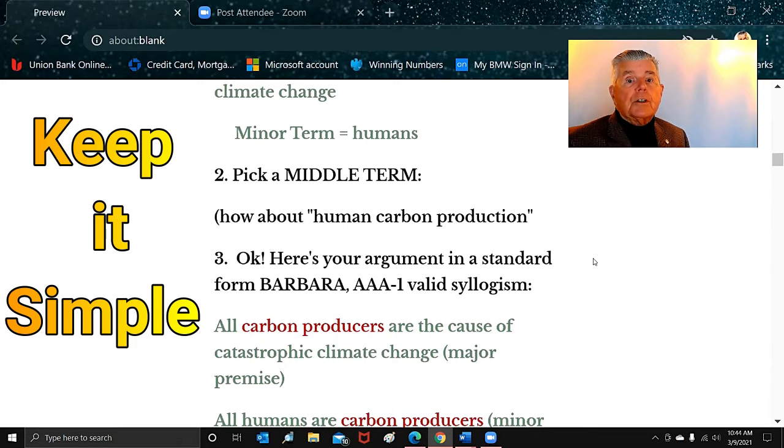Keep it sparse. Keep it Spartan. The more Spartan you can construct your syllogism, the less territory, the less real estate you have to defend when you're attacked. Okay, that's just a little tip.